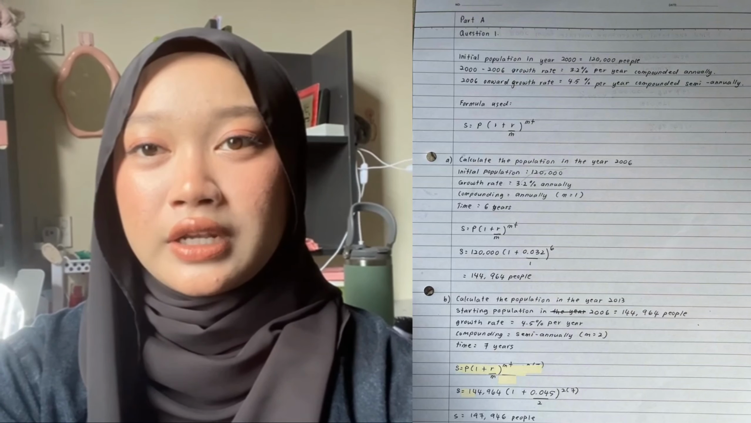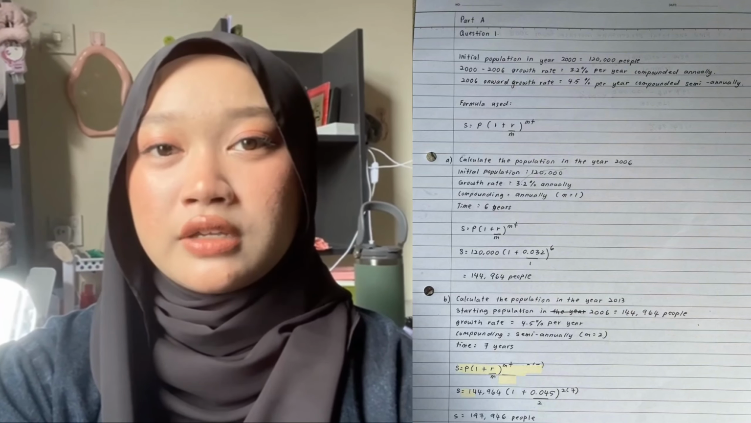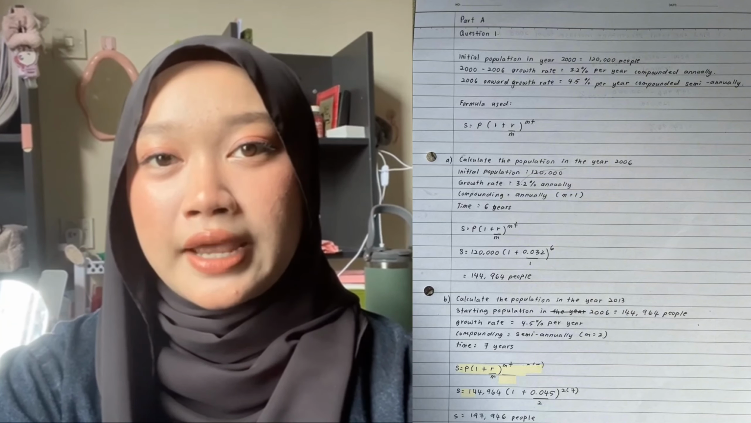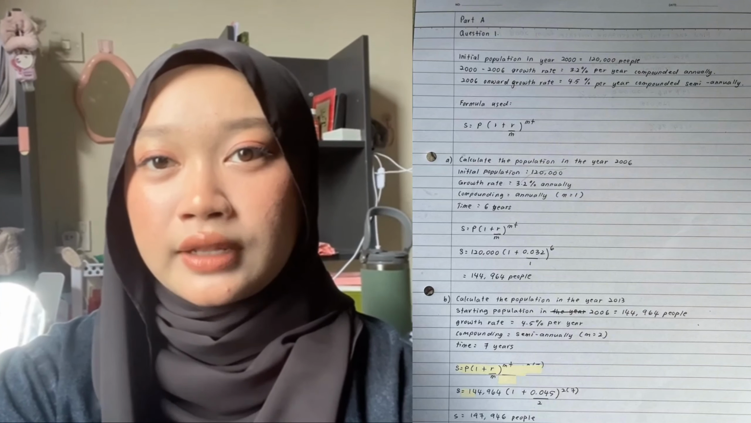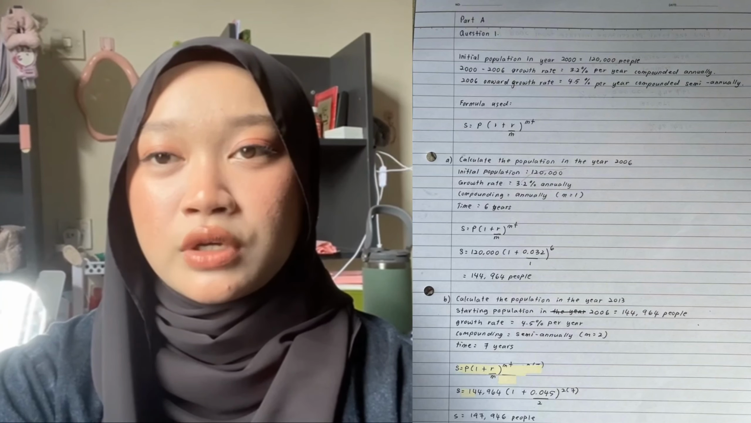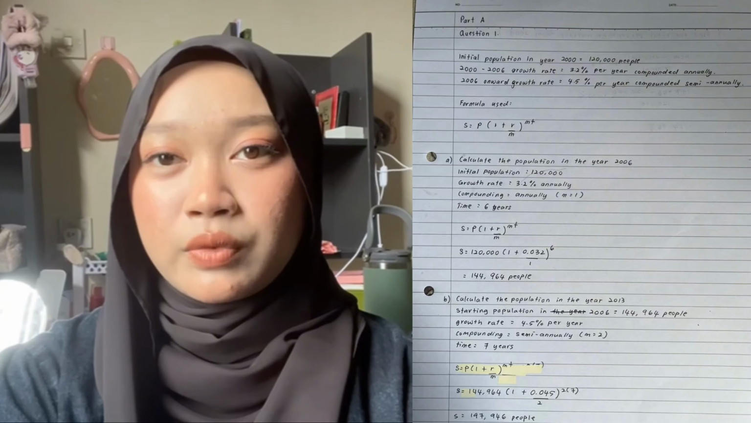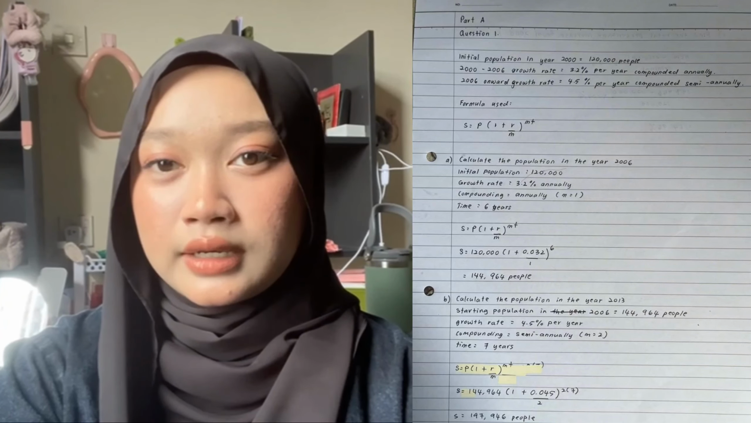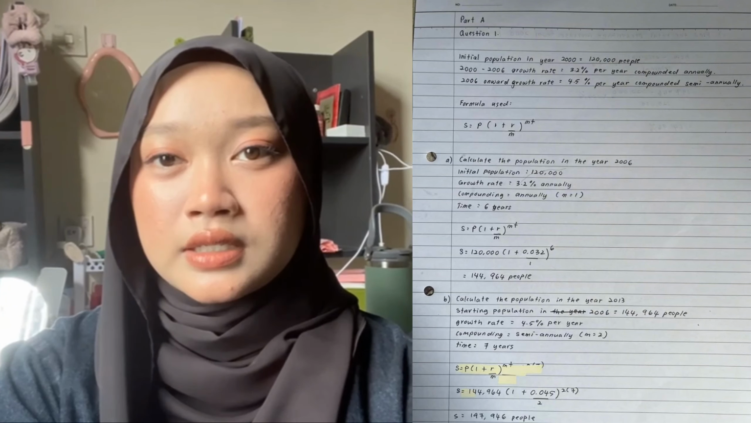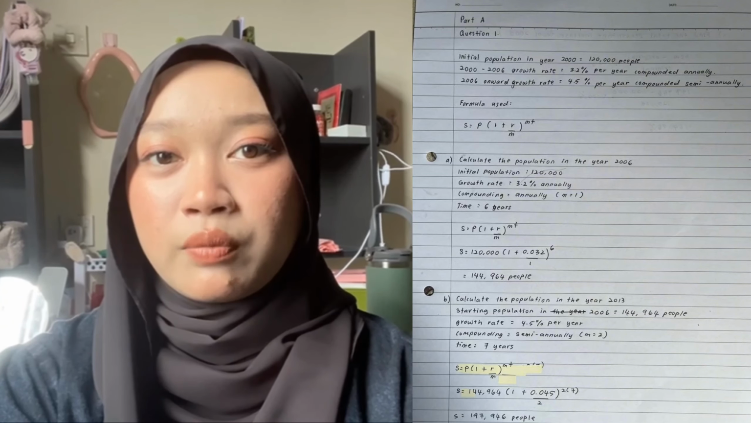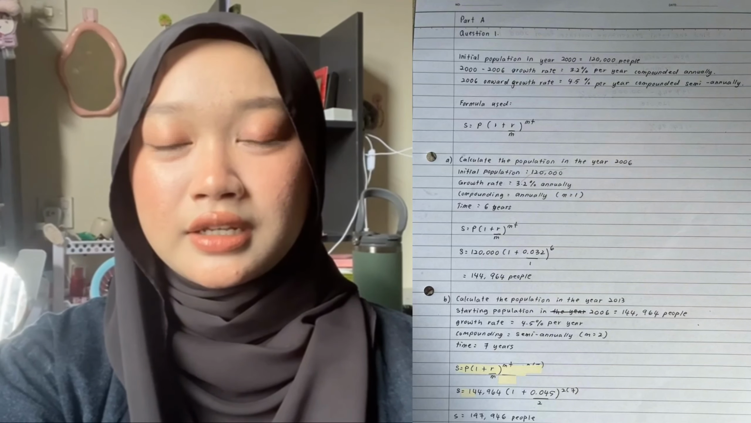For question A, calculate the population in the year 2006. We are given the initial population 120,000 people. The growth rate is 3.2% annually. Compounding annually, so M equals 1. Time is 6 years. Next, we fill the information into the formula. S equals 120,000, open bracket 1 plus 0.032 per 1, close bracket, power of 6. The answer of question A is 144,964 people.